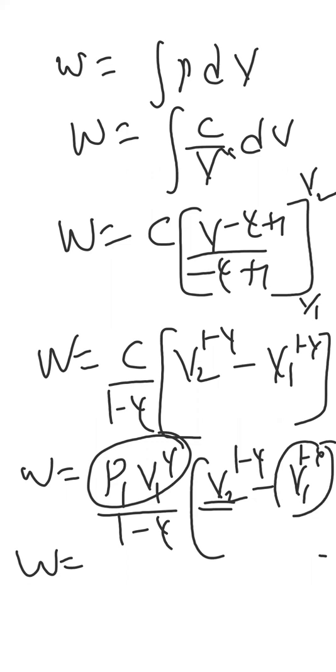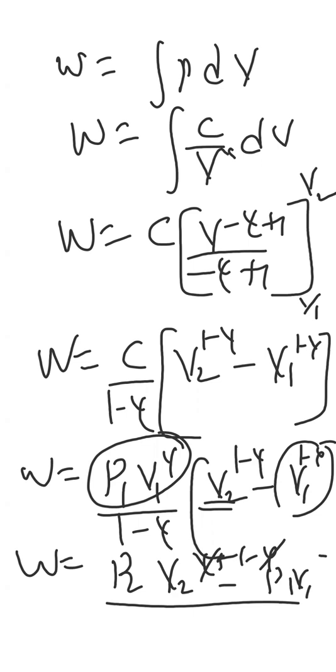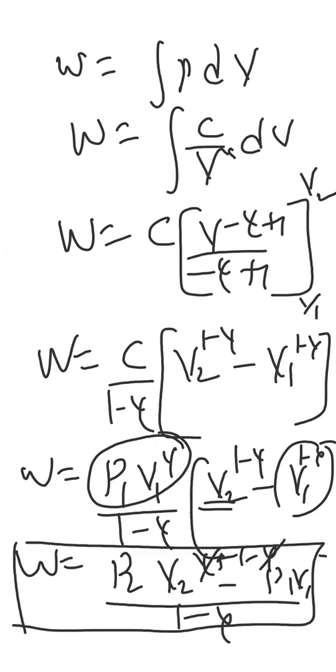So when P2 V2 power gamma is multiplied with V2 power 1 minus gamma, the powers add up to gamma plus 1 minus gamma, so P2 V2 minus P1 V1 will come. You can check at home. So this is the final answer: P2 V2 minus P1 V1 upon 1 minus gamma. Note it down. Final answer, note it down.